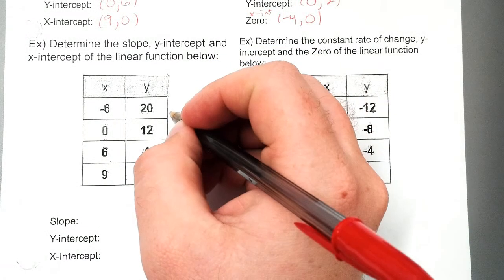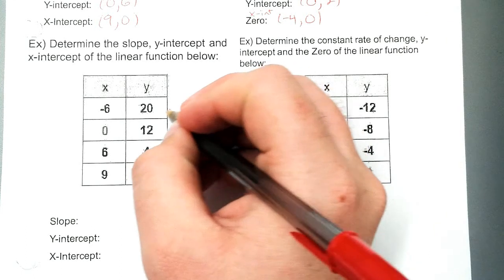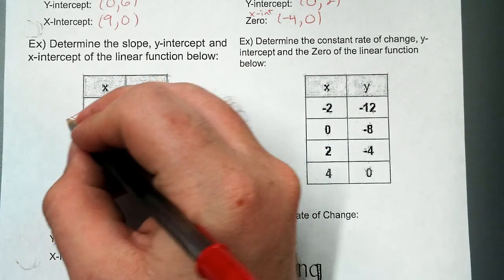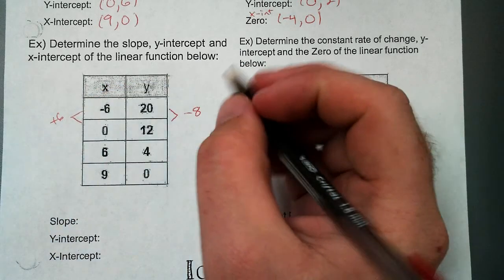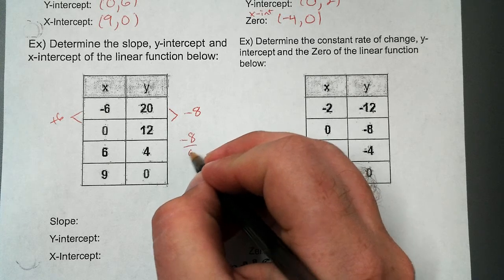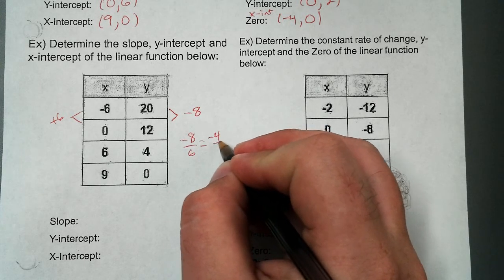On this table, to find our slope, change in y, this one it's going down 8. Change in x, this one's going up 6. So my slope is going to be negative 8 over 6, which does reduce to negative 4 over 3.